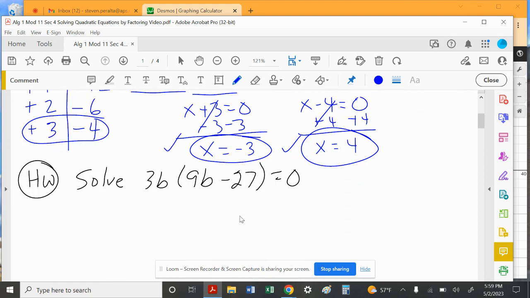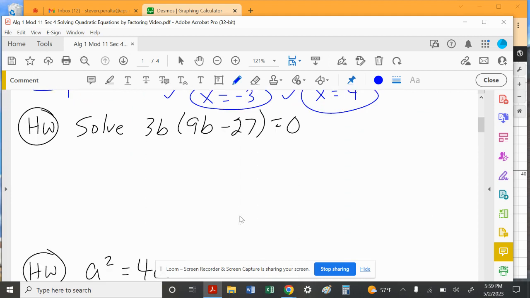Okay, let's go to a problem in the book. We want to solve 3b times 9b minus 27 equals 0. We can see that we have two factors here. 3b is one, which is a monomial, and then we have a binomial over here. As long as they are multiplying, I can set them equal to 0. So 3b equals 0, and 9b minus 27 equals 0.